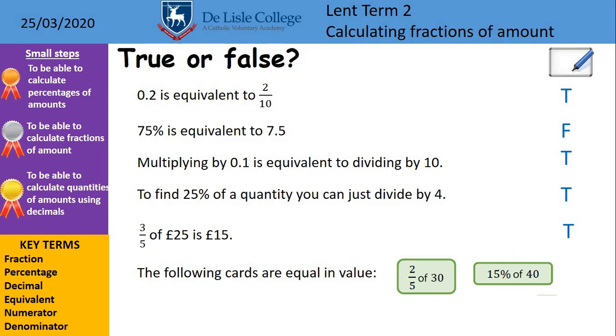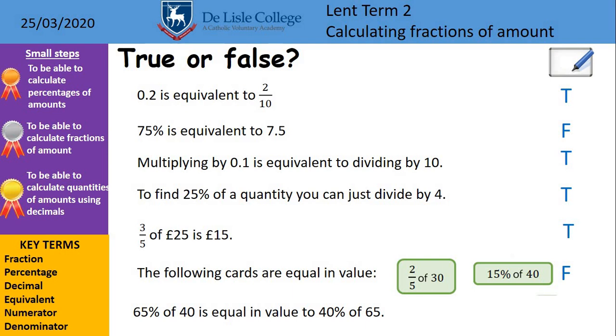The following cards are equal in value. False. This is false because 2/5 of 30, well, 30 shared by 5 is 6, and 6 multiplied by 2 is 12. 15% of 40, well, 10% will be 4, 5% will be 2, and this would give 6, so they are not equivalent.